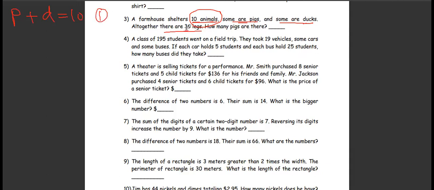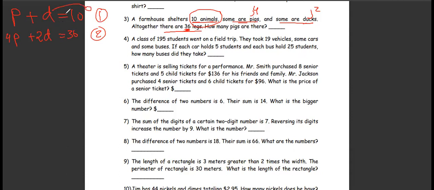Altogether, there are 36 legs. The pig has 4 legs, in case you don't know, and the duck has 2 legs. So 4 legs times the number of pigs plus 2 legs times the number of ducks is 36 legs. So this is the number of legs equation, and this is the number of animals equation. Now I want to solve it by substitution.